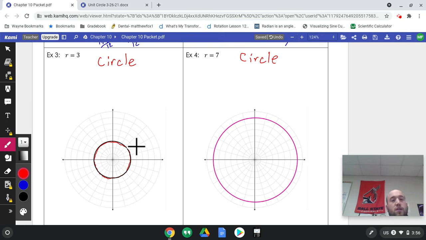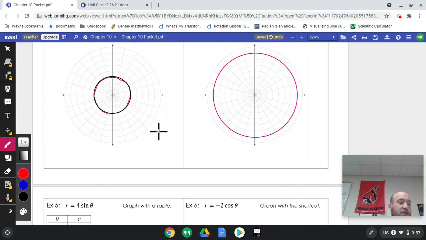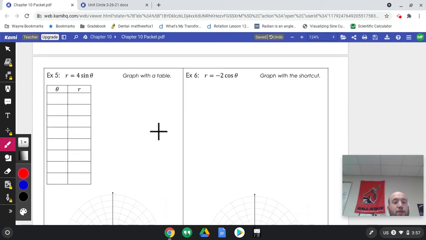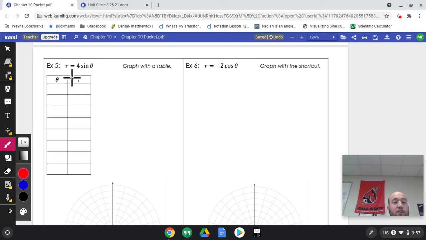Okay, now, these are centered around the origin. Those are pretty easy to graph. Sometimes it will not be like that. If we look here on the back, we have r equals 4 sine of theta. Okay, now, it is our job to figure out where this is, and I have a table for us. We're going to graph it one time with the table. It's a little tedious, but then I'll show you guys a shortcut and how we can do it.